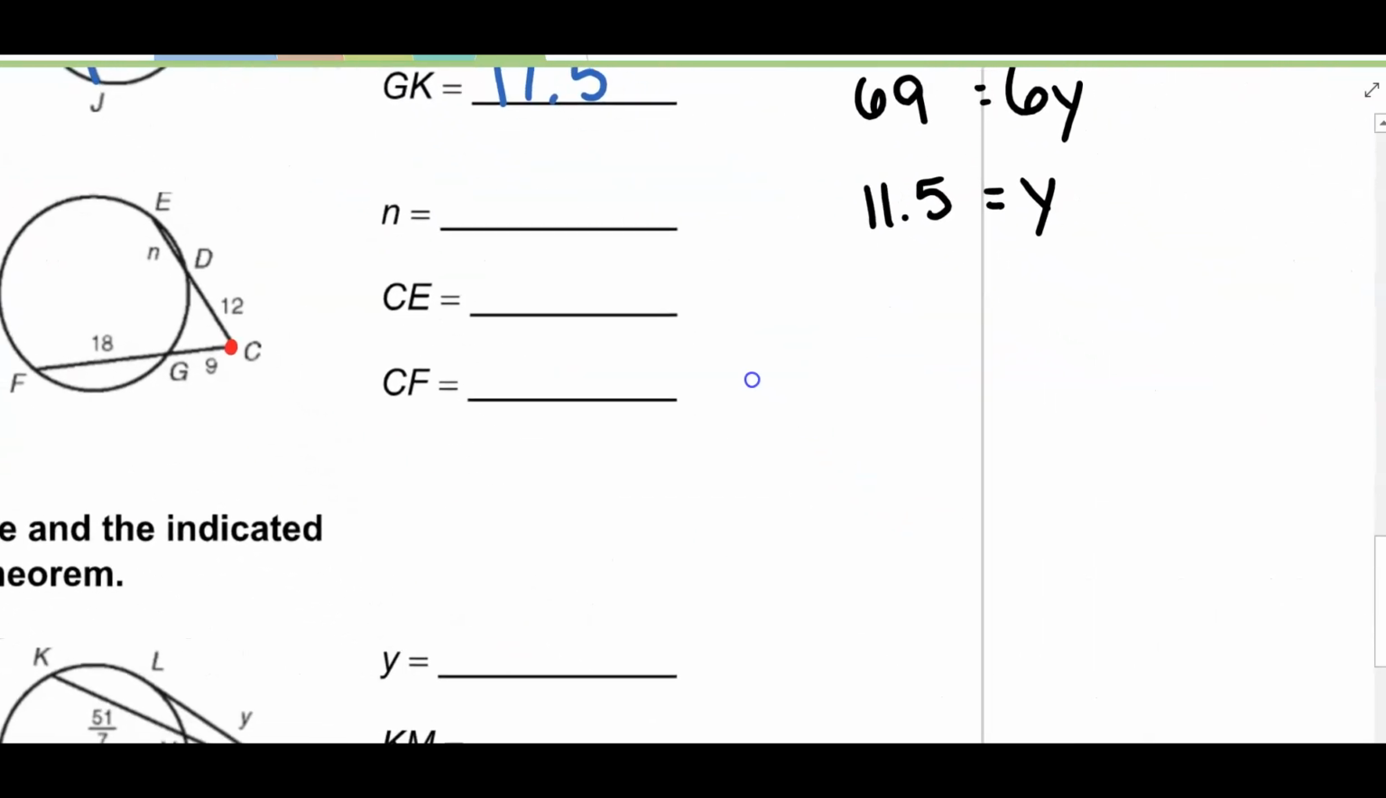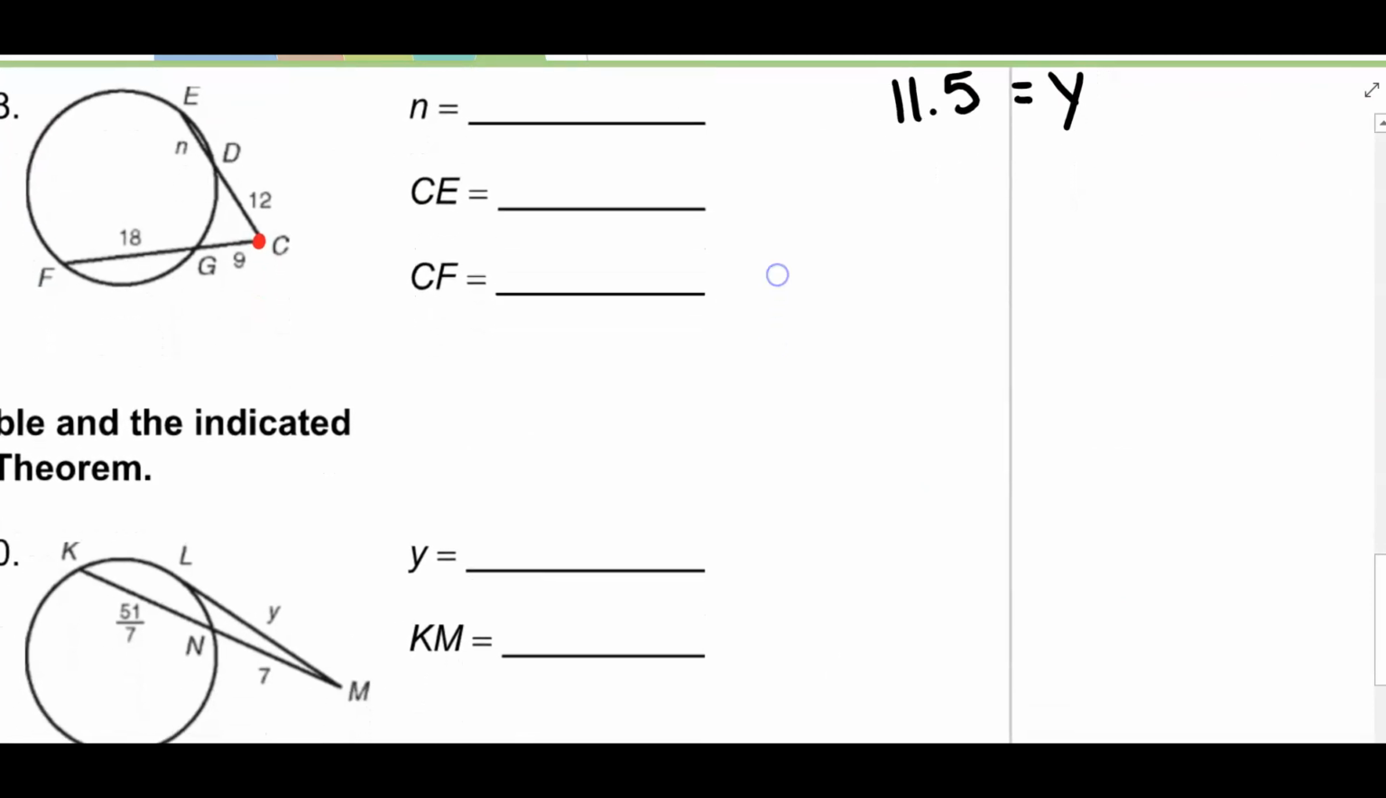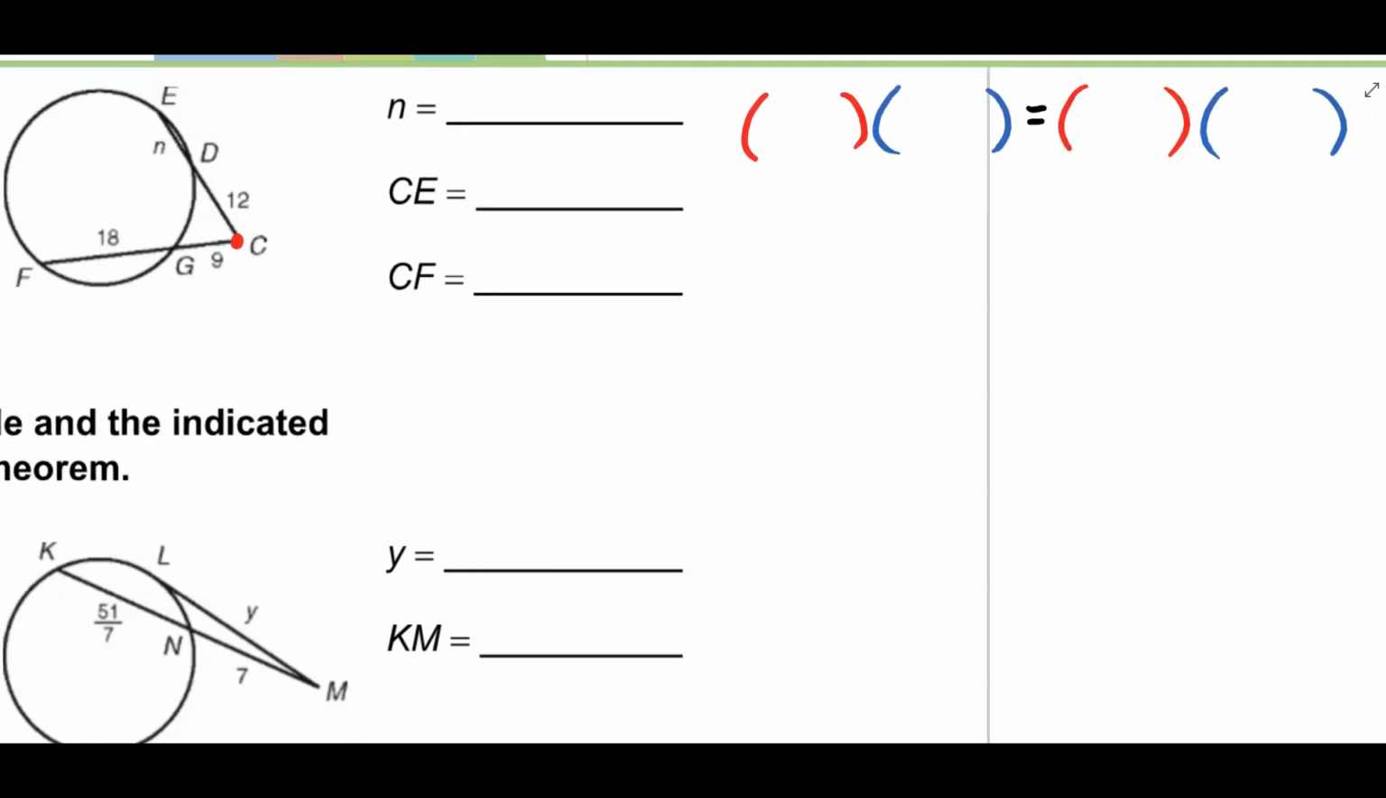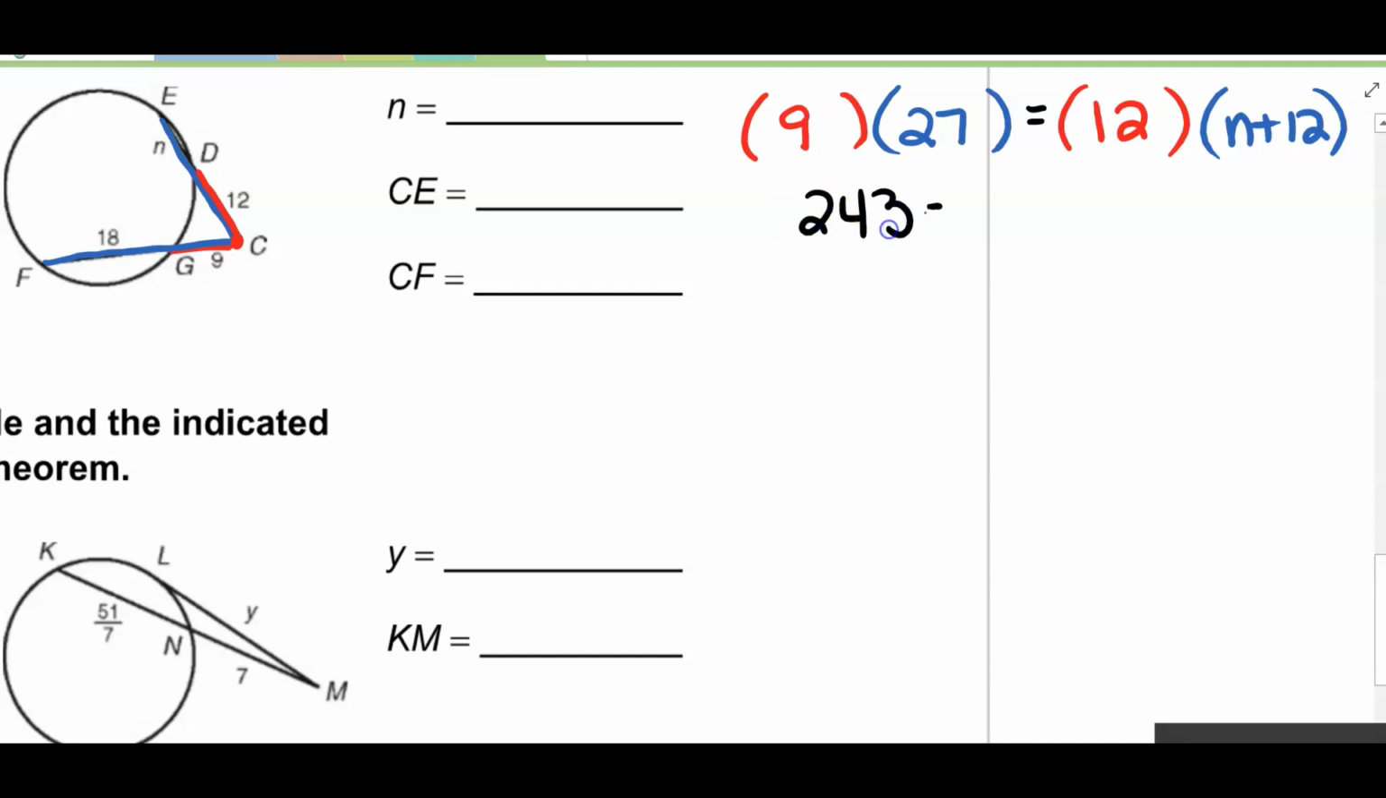Okay, last question in this section. We still want part, or outside times whole, equals outside times whole. Okay, so if this outside is 9, I know that the whole is going to be the 9 plus the 18, so that's 27. I know the other outside is 12, and that whole is going to be the 12 plus n, or n plus 12. Okay, so 9 times 27, I get 243 over here, is equal to, once I distribute, 12n plus 144.